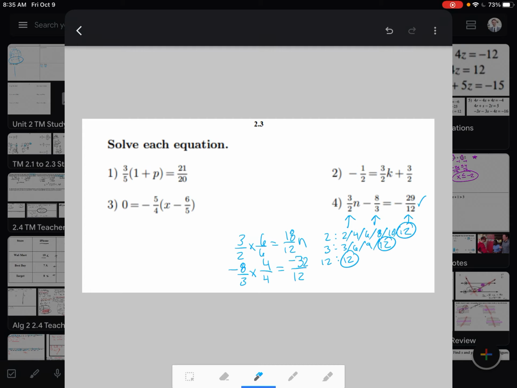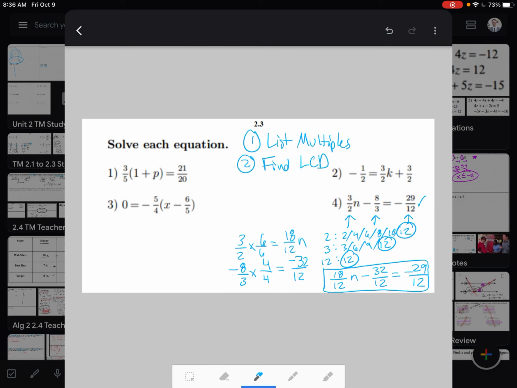So we can actually now rewrite this entire equation here as 18 over 12n minus 32 over 12 equals negative 29 over 12. So now it is our job to go through and finish solving this. So we have common denominators, which means we are allowed to add and subtract together. So we'd want to add 32 over 12 to both sides, and then eventually we'd go through and we would use our reciprocal for 18 over 12 to solve. So our goal for these, and I'll write out some steps here, is 1, list your multiples, and then 2, define the LCD.